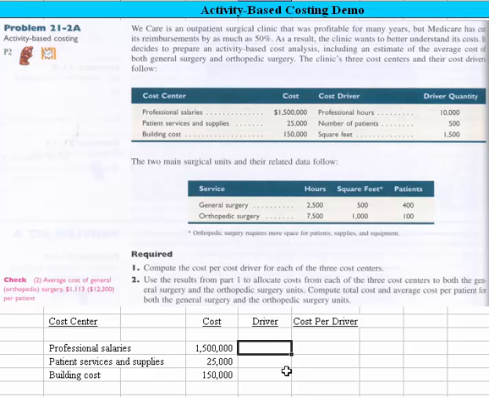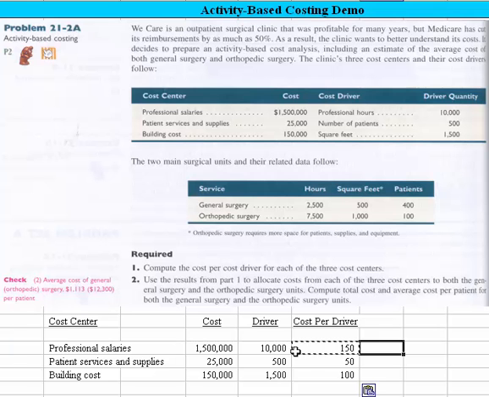Now, the problem also gives us some information about cost drivers. Professional salaries, the driver is professional hours. Patient service and supplies, the driver is number of patients. And the building cost is square feet. So if we enter that information, appearing to the left of my mouse here as I move it, for each of those categories, then our cost per driver is simply the cost divided by the driver. We can copy that down, and we've determined the cost per driver.